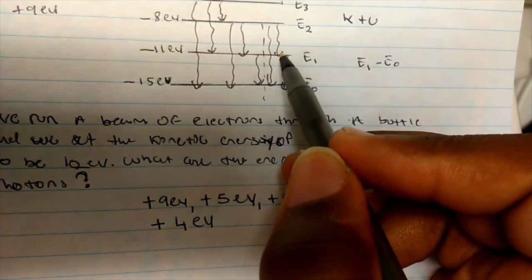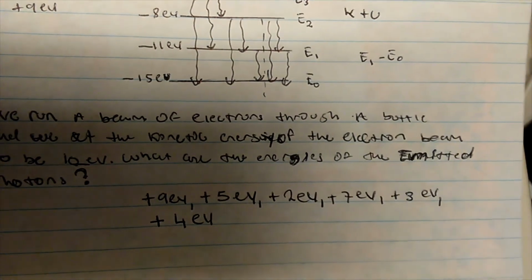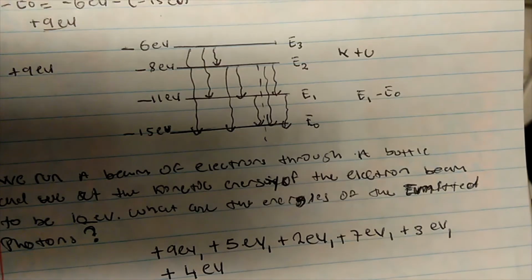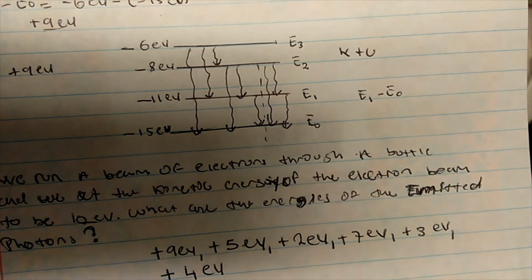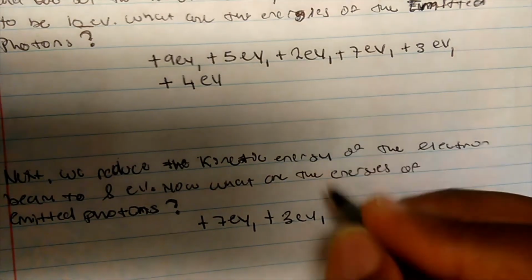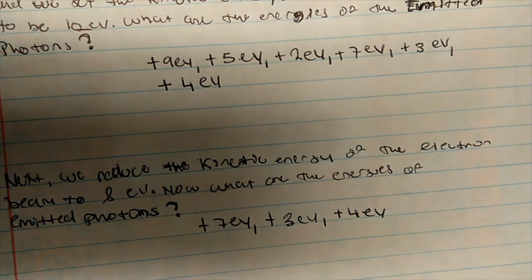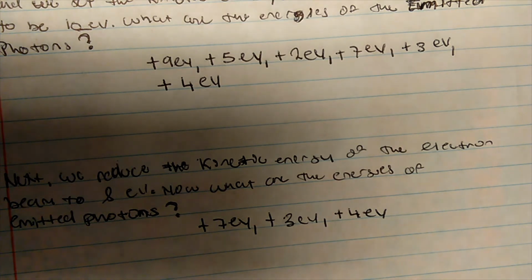We have negative 8 minus negative 11, so that will give us a plus 3 eV. Then we have negative 11 minus negative 15, which is negative 11 plus 15, and that will give us a plus 4 eV. And these will be the correct answers. And so again, if you follow that procedure, you can never be wrong.